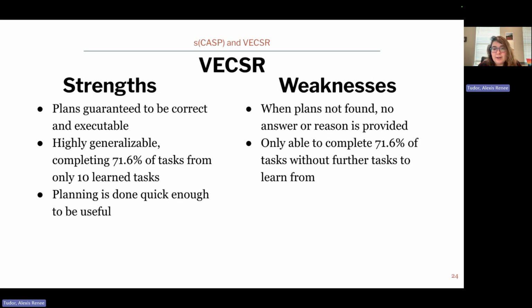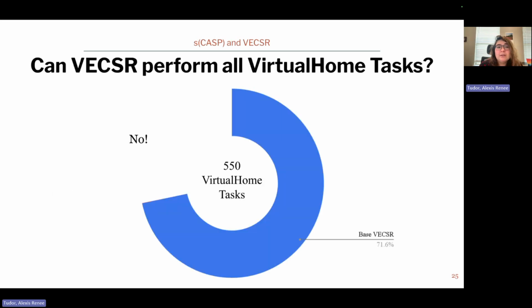VEXR is highly generalizable. From only 10 tasks to learn from, VEXR was able to complete 71.6% of all 550 Virtual Home tasks, but only 71.6% of tasks. Finally, VEXR provides a good enough foundation of optimizations that we don't need to worry about execution time for the work in this paper. But let's go back to the question of completing more tasks.